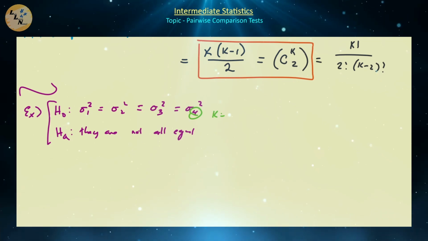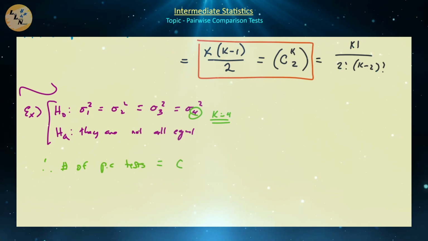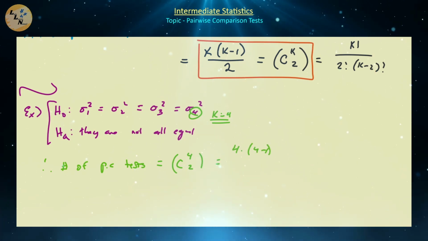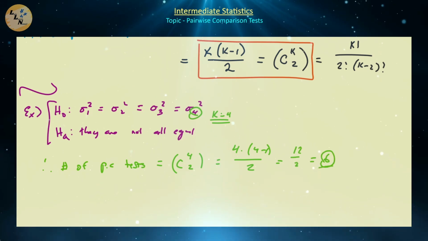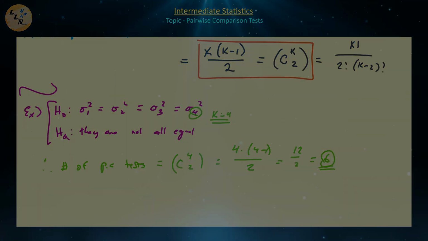So notice that k is equal to 4. That means the number of pairwise comparison tests is going to be equal to 4 choose 2, which is 4 times 4 minus 1 divided by 2, which is 4 times 3, which is 12, divided by 2, which is equal to 6. So that's how many pairwise comparison tests we need to execute here.